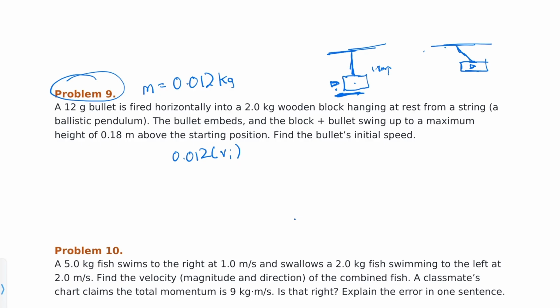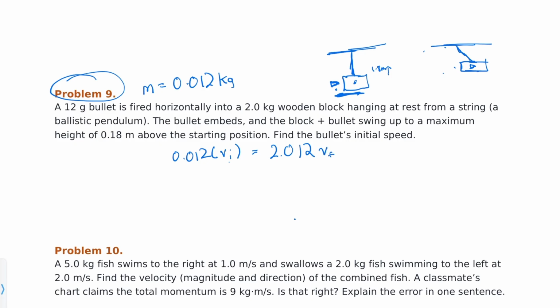That's the entire momentum our system has, right? The hanging mass has no momentum. It has no velocity. So all of our momentum is coming from the bullet. So that's equal to, if you remember how we denoted inelastic collisions, we added the two masses up, right? Because now they move as one. So 2 plus 0.012, or 2.012 times velocity final. We don't know what the velocity final is.